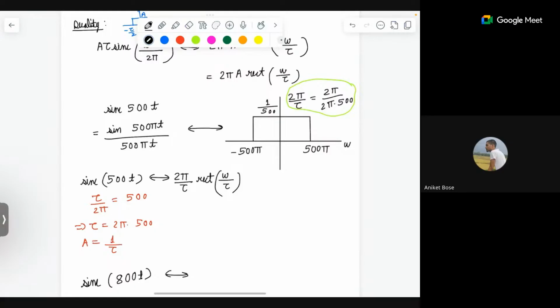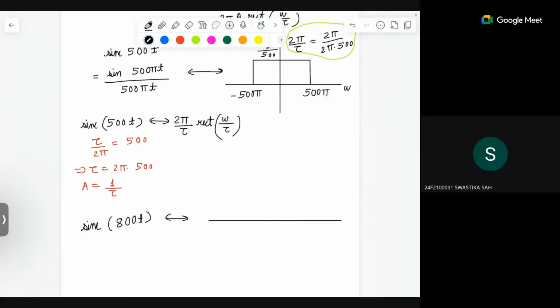You want to try or should I explain? Yes, ma'am. The amplitude will be 1 by 800 and the domain minus 800 pi to 800 pi. Others also understood now? Yes, ma'am. Okay, so let us draw that over here. 800 pi, minus 800 pi, and 1 upon 800.